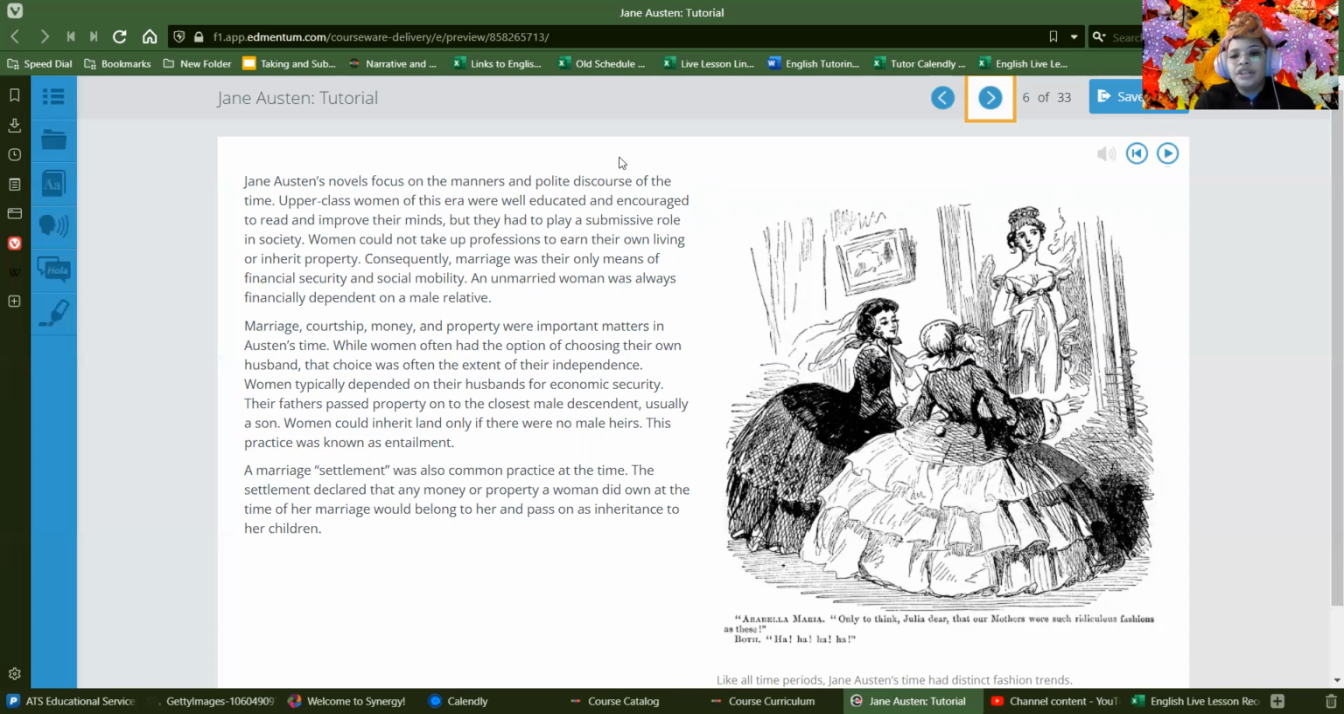A marriage settlement was also common practice at this time, which basically just meant that any money or property that a woman did own at the time would belong to her and pass to her children. So they did have that in place. If you were a woman whose male relatives all died, or you managed to inherit some money because you were the only daughter of your father, you did get to keep it. It did get to pass to your children. So no one could just come in and take your money necessarily. But the rarity, the percentage of that happening, was pretty rare.